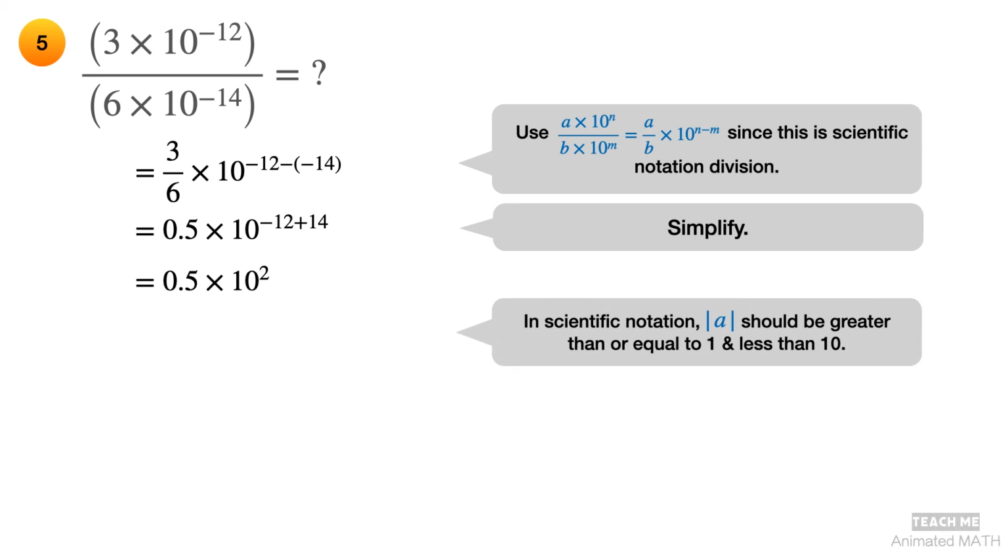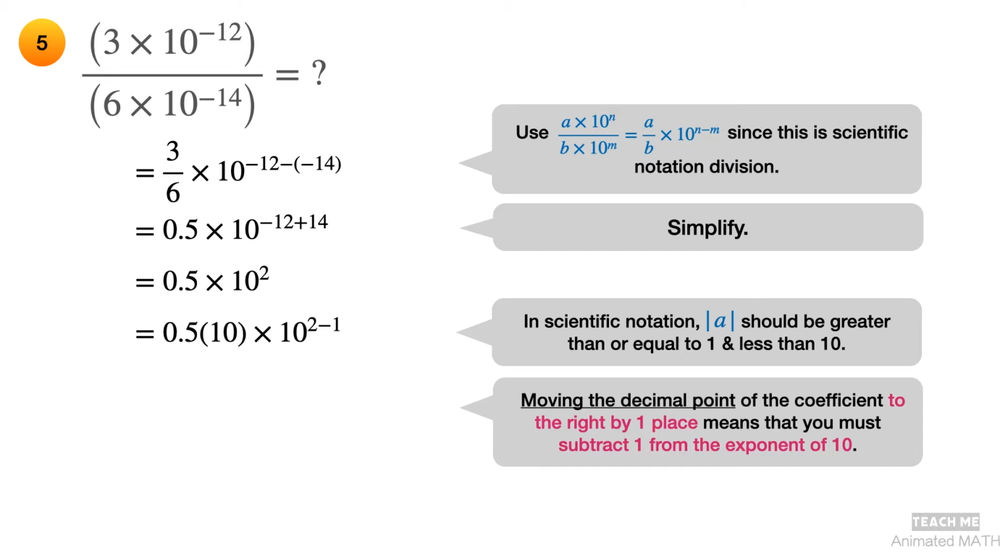squared. The coefficient 0.5 is less than 1, which means that the number is not in scientific notation. So, multiply 0.5 with 10 and subtract 1 from the exponent 2.